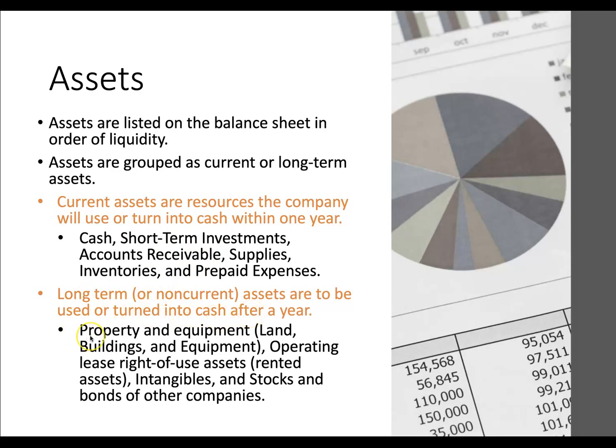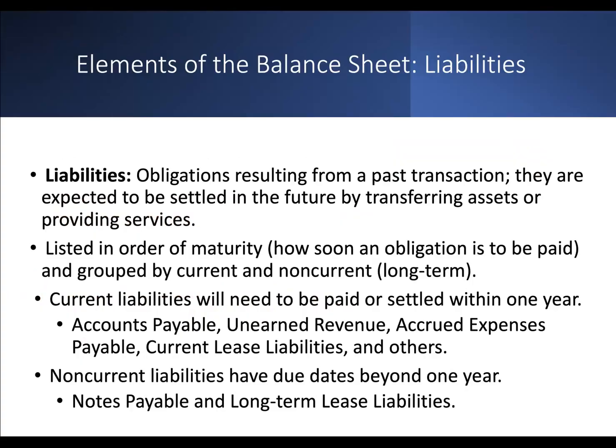For example, if you have a building, it usually lasts for more than 10 years, so it's not a current asset, it's a long-term asset. All right, liabilities are the second element on the balance sheet. Now, liabilities are easier to understand. Those are obligations resulting from a past transaction, and they are expected to be settled in the future by transferring assets or providing service. For example, if our company borrows a loan from a bank, we are expected to pay off the bank in the future or provide some service in exchange for cash and then pay off the bank.